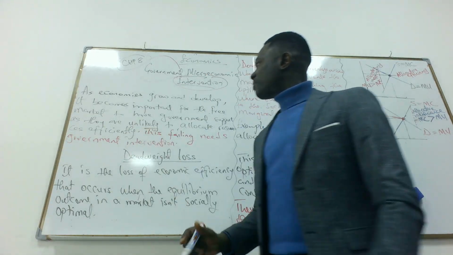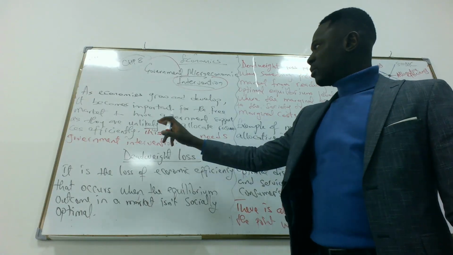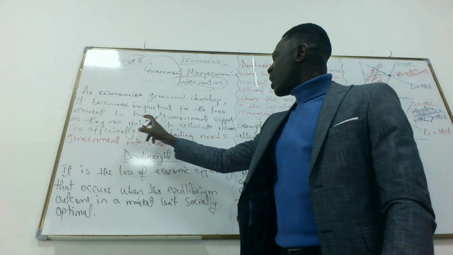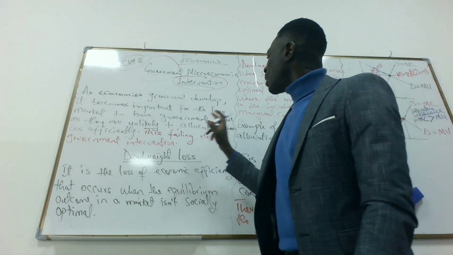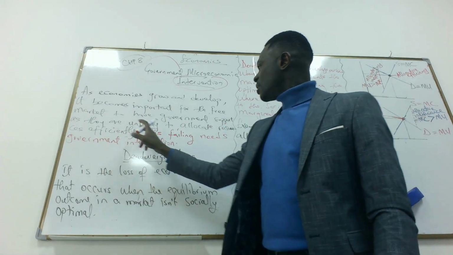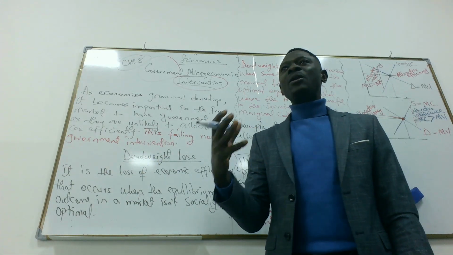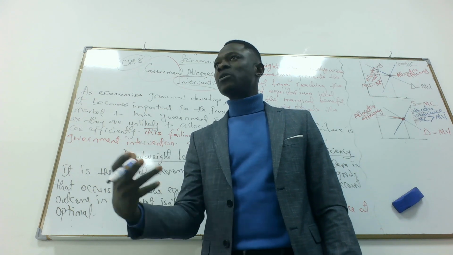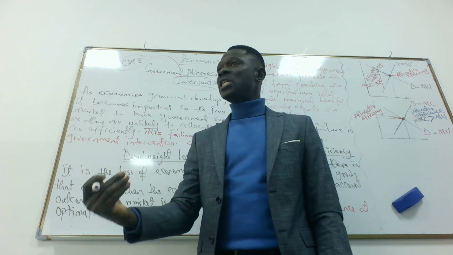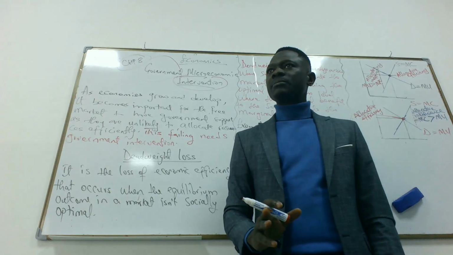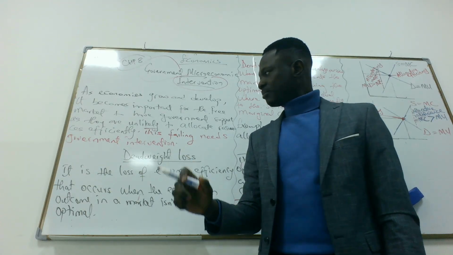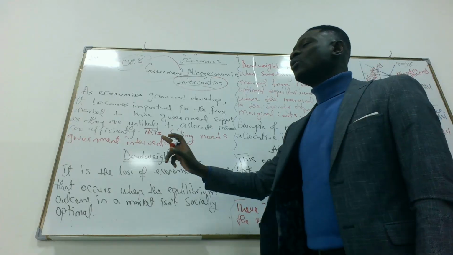So I'm going to read further. As the economy grows and develops, it becomes important for the free markets to have government support as they are unlikely to allocate resources efficiently. This failing needs government intervention. Because they cannot allocate resources the way they are supposed to, there's a failing which needs government intervention. Do you get government intervention there? Yes.